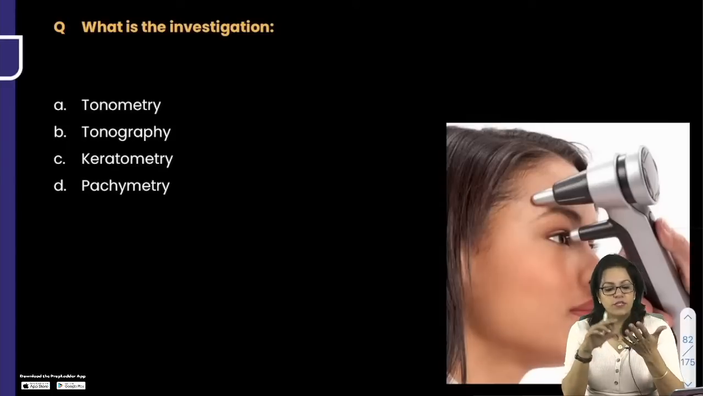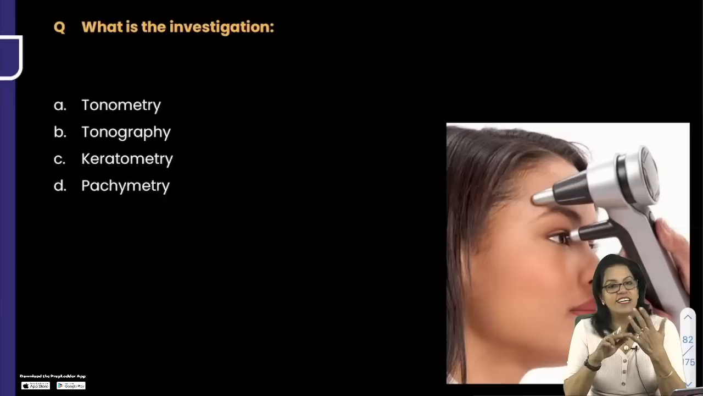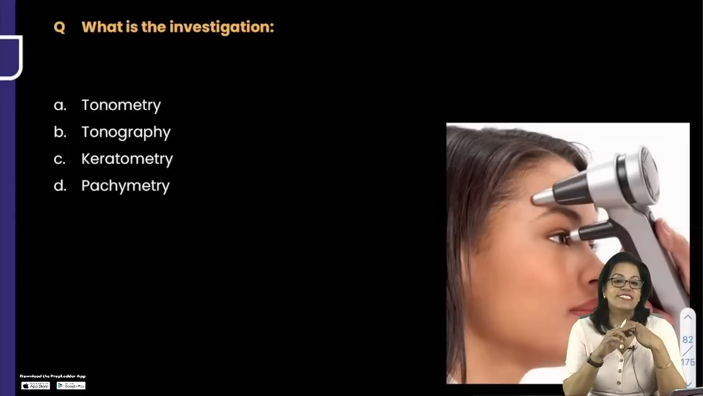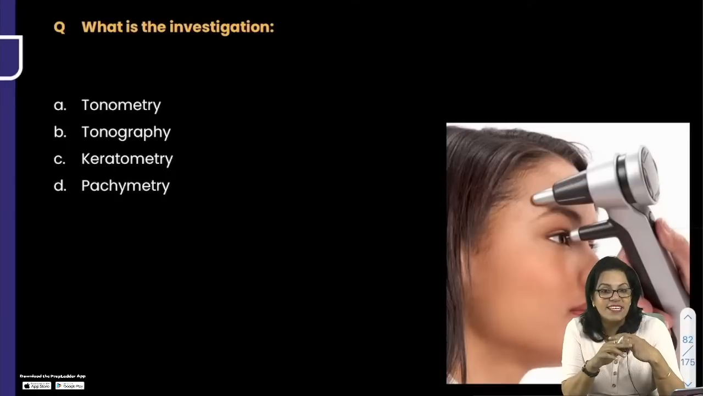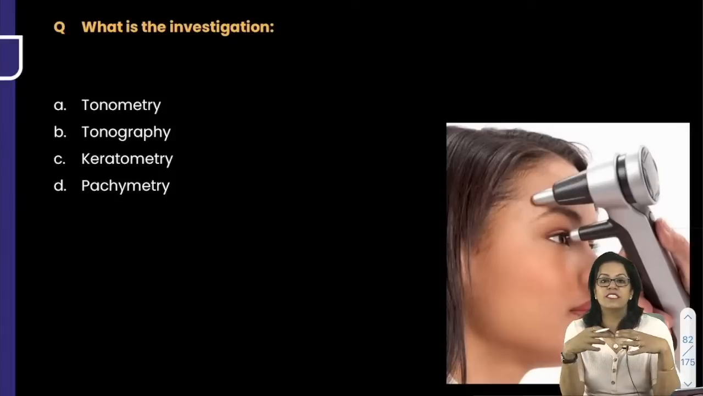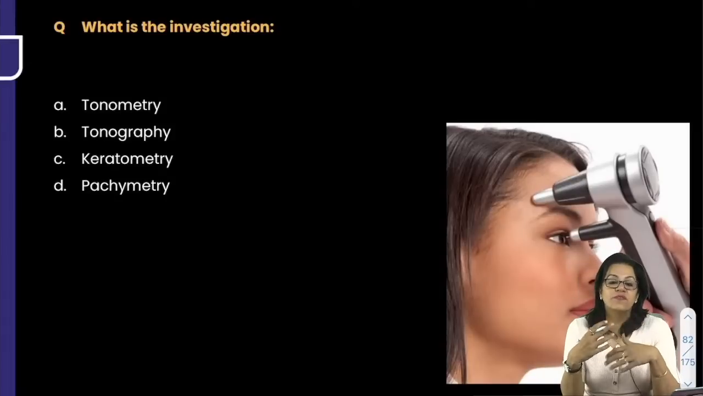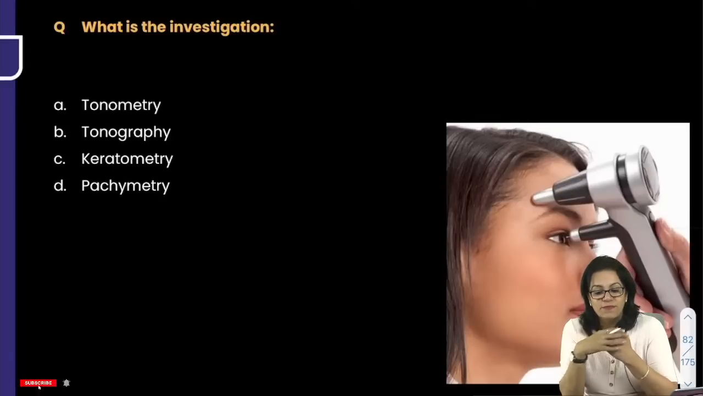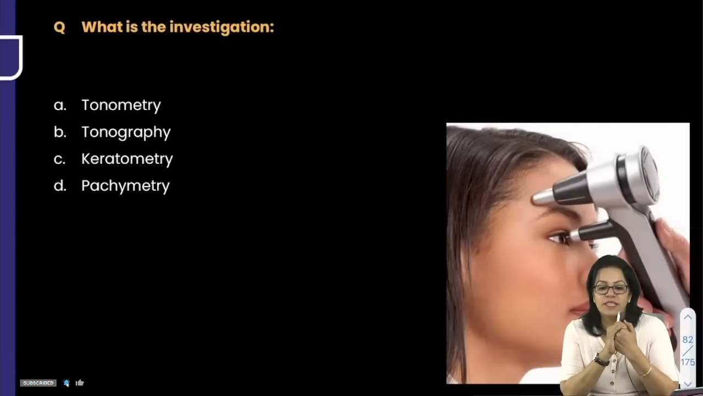The next thing, the two questions from the field effects are: which is the earliest field effect? You will always answer Bjerrum's area, paracentral scotoma in Bjerrum's area. And secondly, if they ask you which is the last island of vision which is left behind, we are always going to answer temporal. Okay?